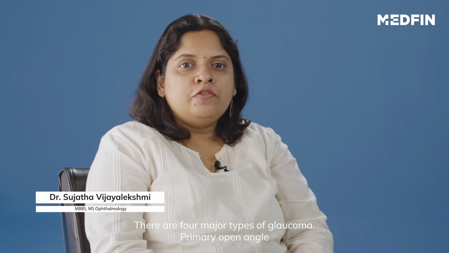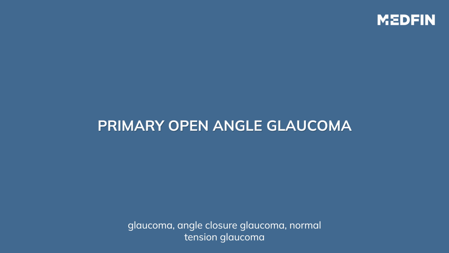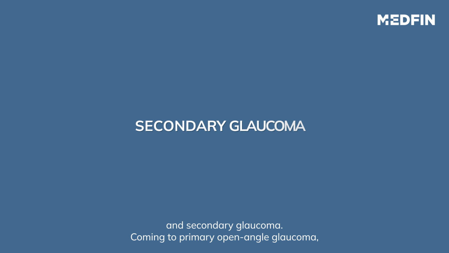I'm Dr. Sujata. In this video, I'll be talking of different types of glaucoma. There are four major types of glaucoma: primary open angle glaucoma, angle closure glaucoma, normal tension glaucoma, and secondary glaucoma.